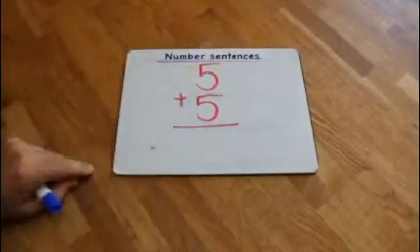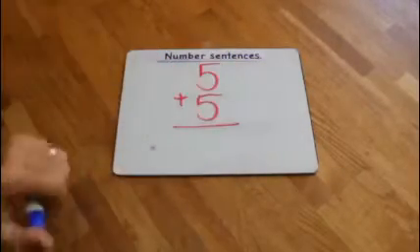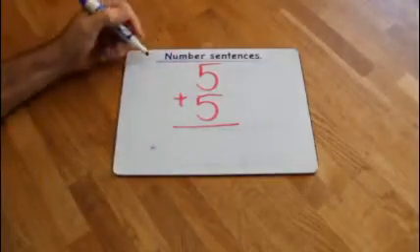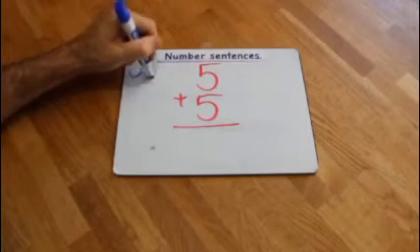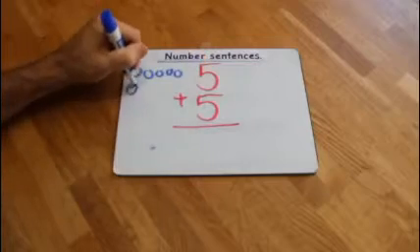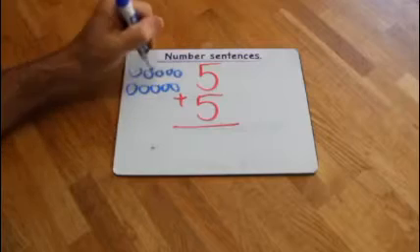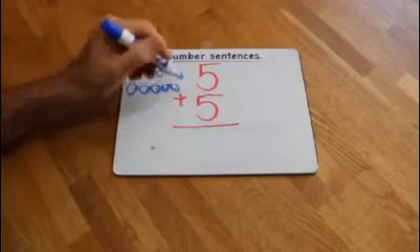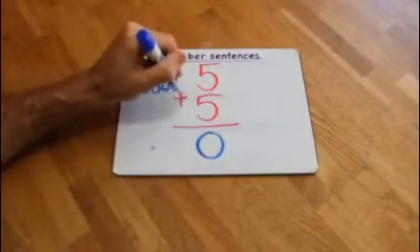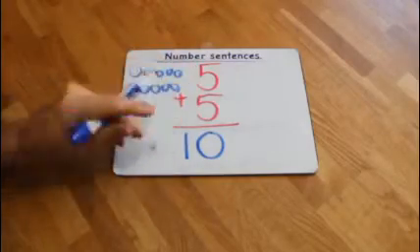Number sentences. Here we go with 5 plus 5 equals. Well, you guys are quick with your mental math. We can use our fingers for this one. We can still do our pictures. Start with our 5. 1, 2, 3, 4, 5. Plus means more. How many more? 5 more. 1, 2, 3, 4, 5. How many all together? 1, 2, 3, 4, 5, 6, 7, 8, 9, 10. So we go down here. We have 0 ones and then move over for our 1 ten. 5 plus 5 equals 10.